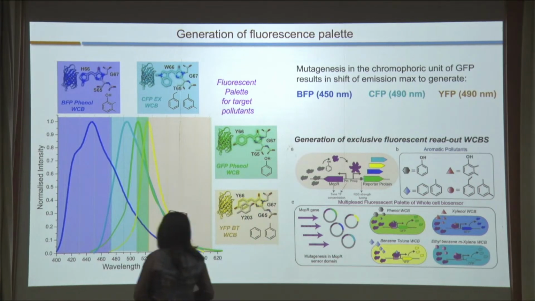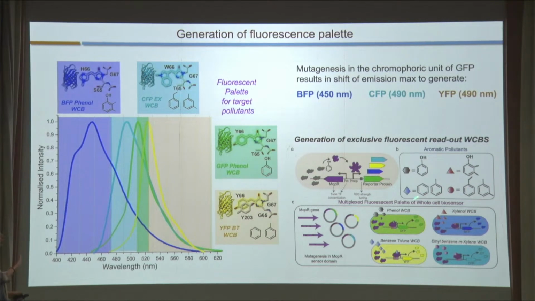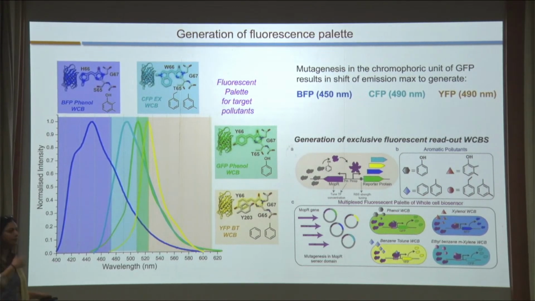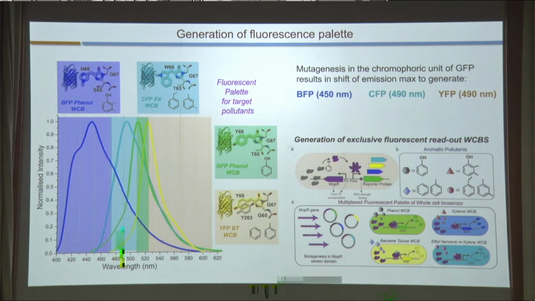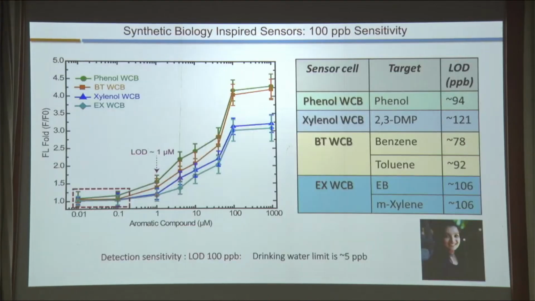So I can basically stitch my engineered protein to whichever sensor I want. I've made a phenol sensor, a xylenol sensor, a benzene sensor and an ethyl benzene sensor. And they all have slightly different spectral maxima. Although there's an overlap, you can use this to be able to detect multiple pollutants together.